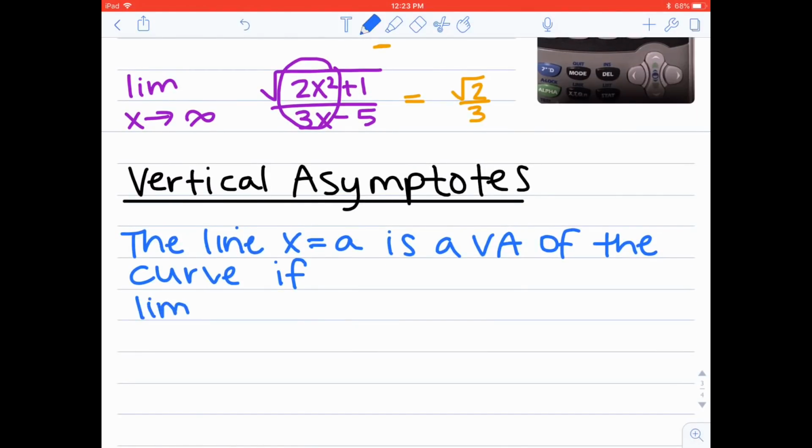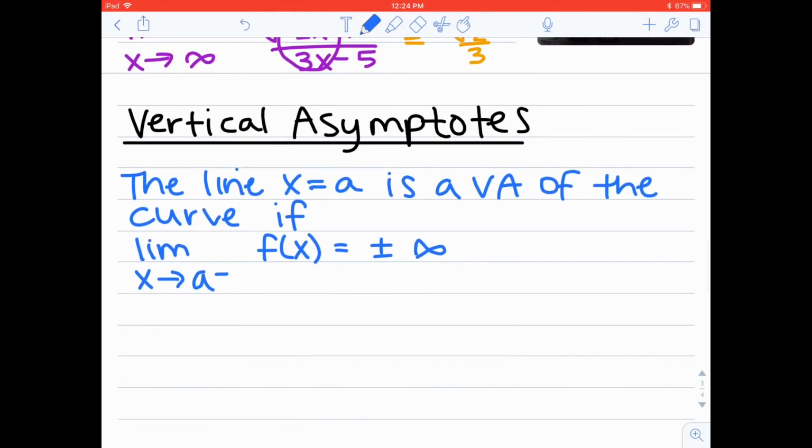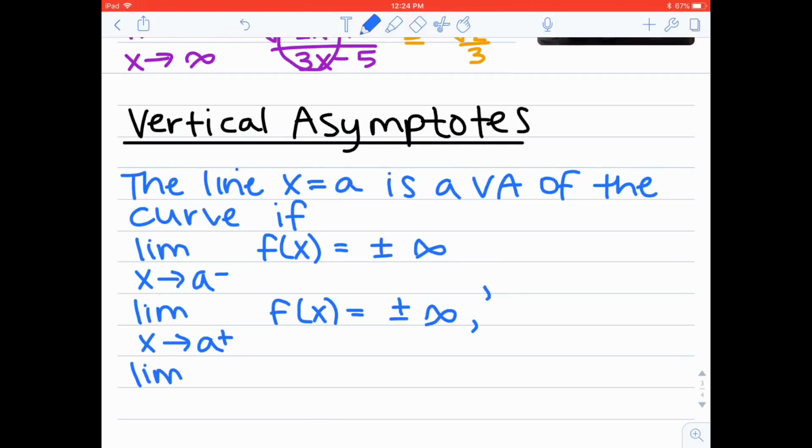If the limit as x approaches a from the left of f of x equals positive or negative infinity, if the limit as x approaches a from the right of f of x is positive or negative infinity, or if the limit as x approaches a over all of the function is positive or negative infinity. So that is basically the definition of how you know that there's a vertical asymptote at a certain point.